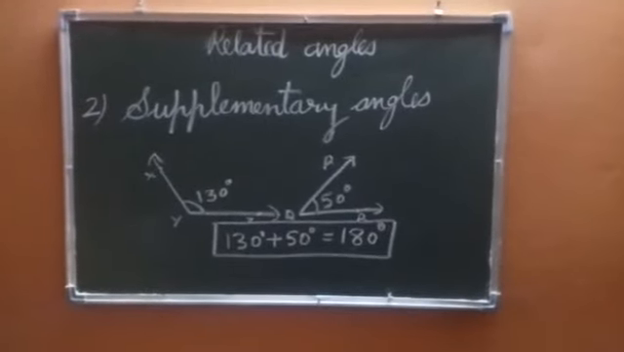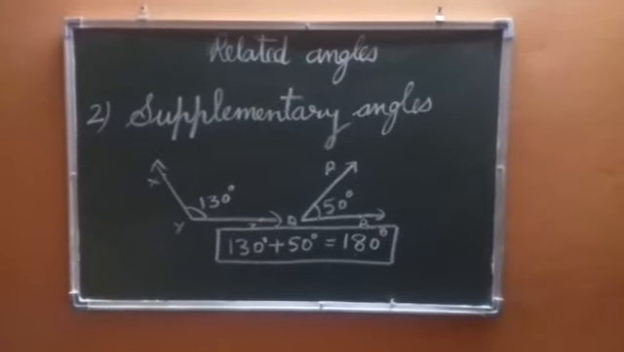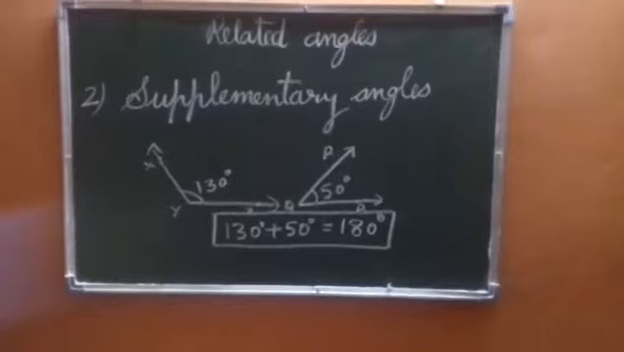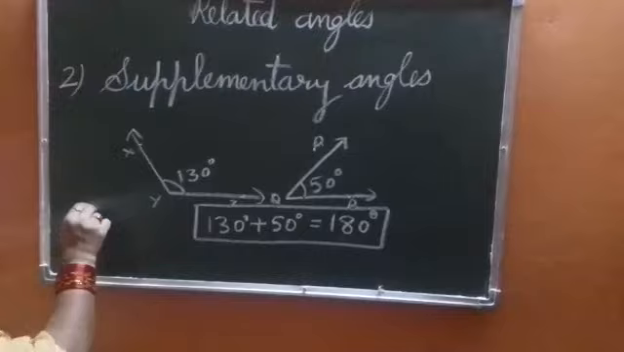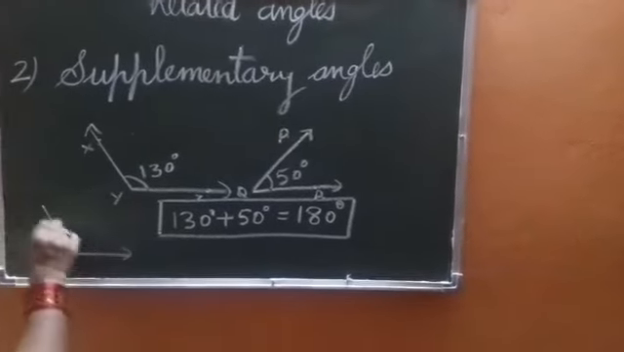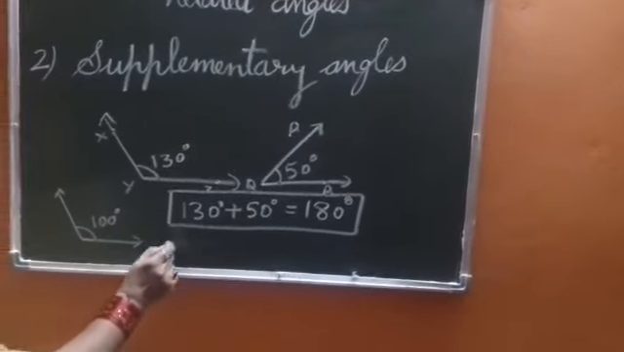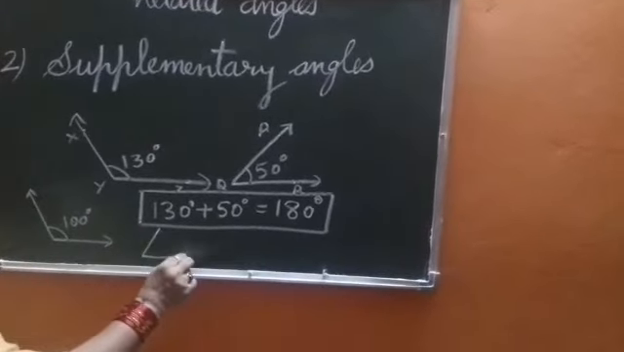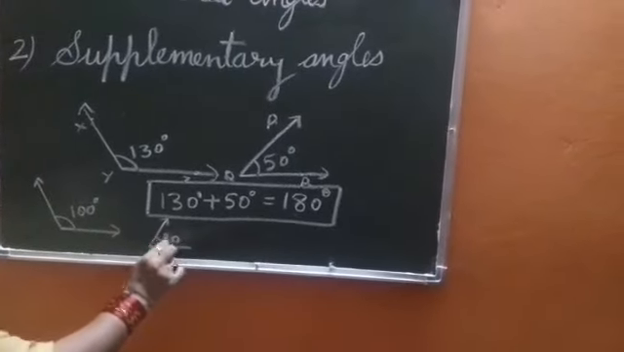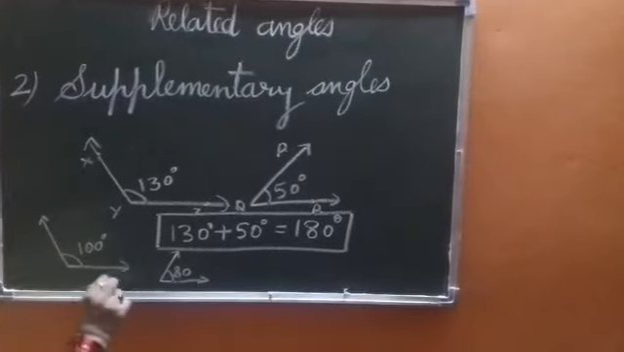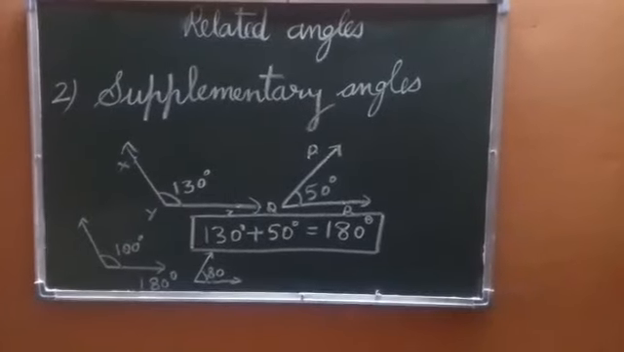So these types of angles whose sum is equal to 180 degrees, neither less than that nor more than that, are called supplementary angles. Another example can be, suppose the measure of one angle is 100 degrees, the measure of another angle is 80 degrees, then 100 plus 80 gives us 180 degrees. So these two angles are supplementary angles.